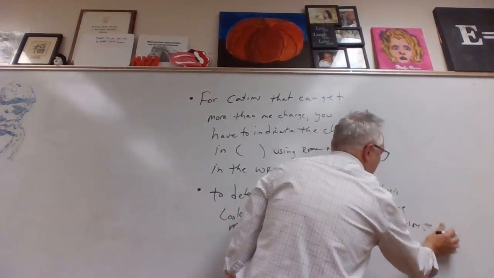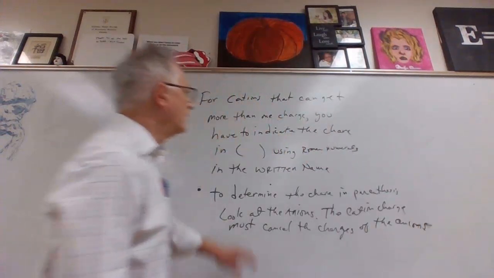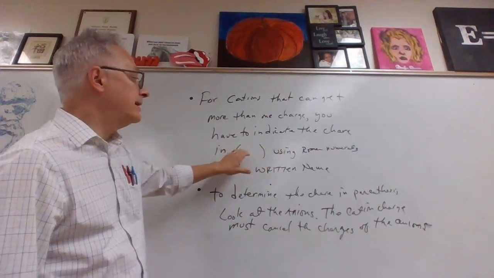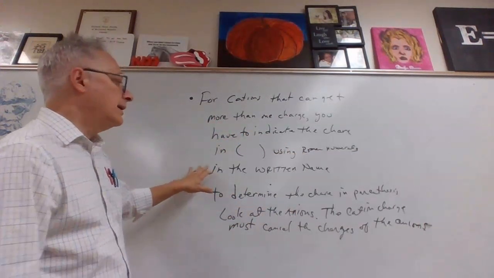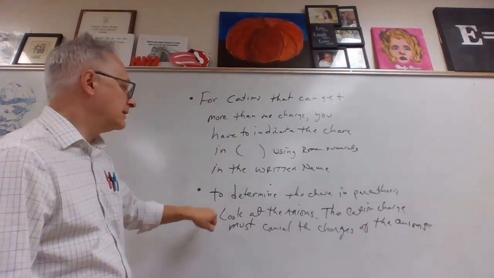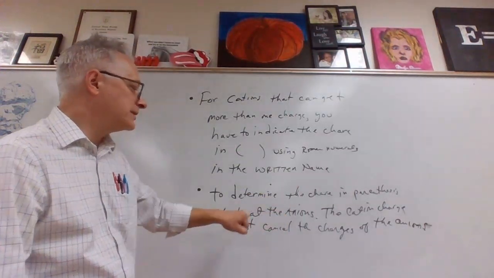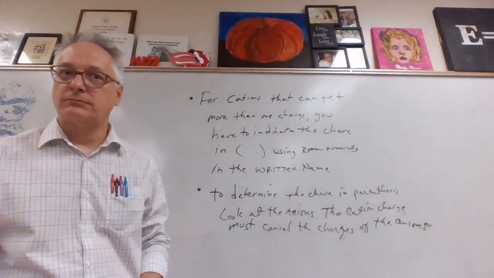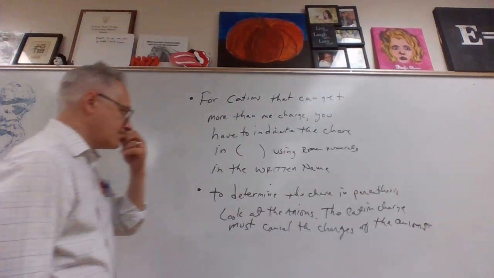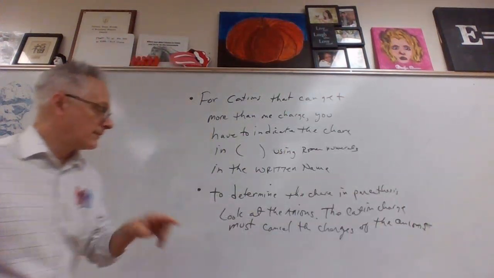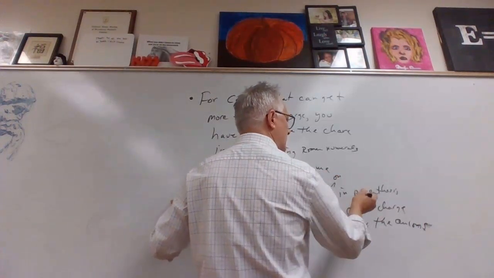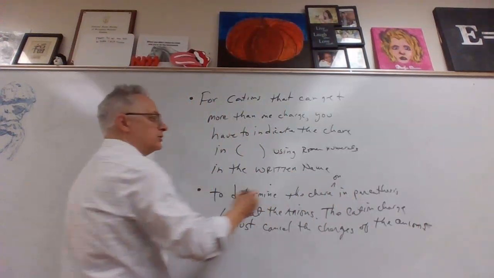Sorry about my handwriting, it's a little sloppy. But I'll read it to you again. For cations that can get more than one charge, you have to indicate the charge in parentheses using Roman numerals when you're writing the name. Bullet point 2, to determine the charge in parentheses, look at the anions. The cation charge must cancel the charges of the anions. Whatever you're going to put in parentheses is the charge on the cation.